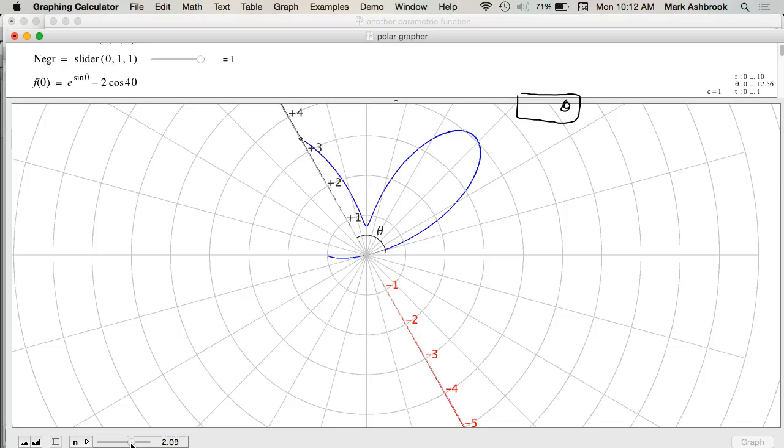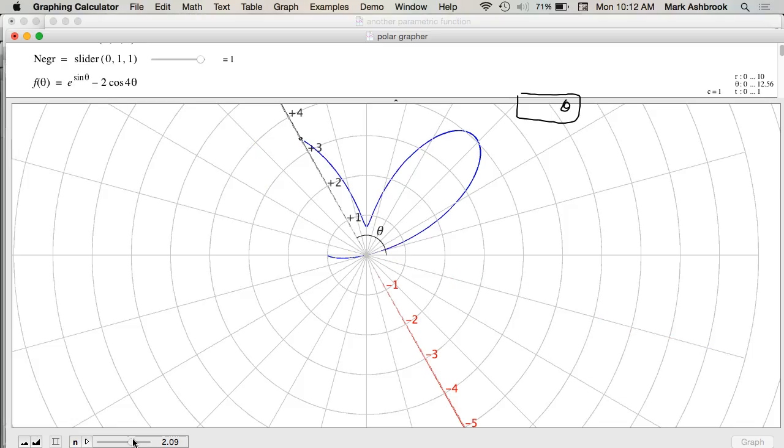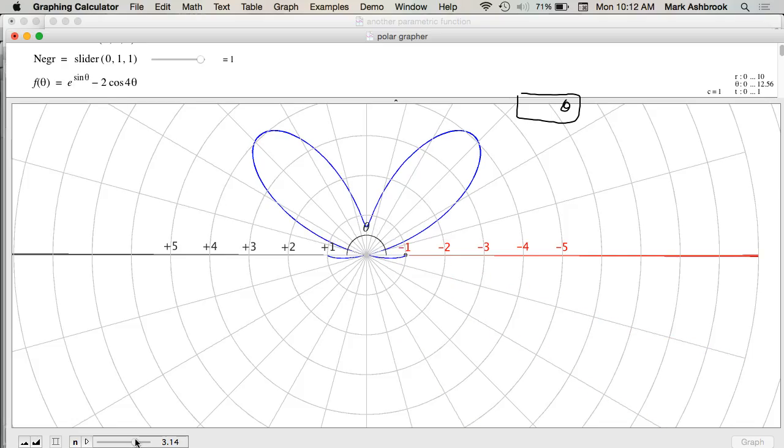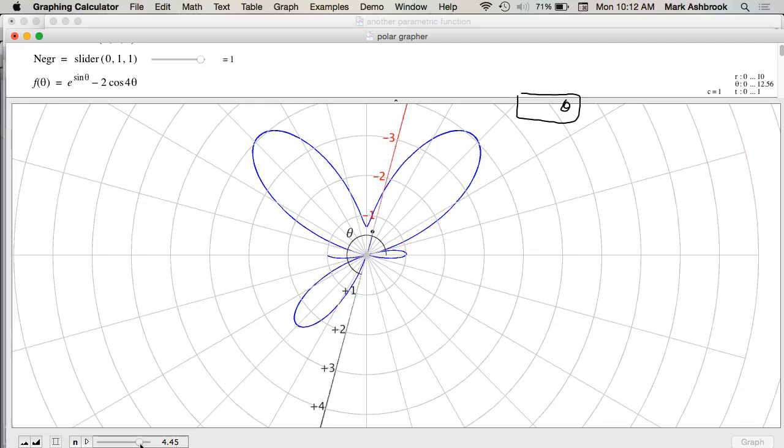Are we positive or negative r right now? Positive, right? Wow, it's really touchy. Okay, so here we are at, what's the angle measure that we're at? Pi. Our value is negative 1 right now. So the angle measure is pi, r equals negative 1. So this is a very common type of polar graph. You get these loops, like flower petals.